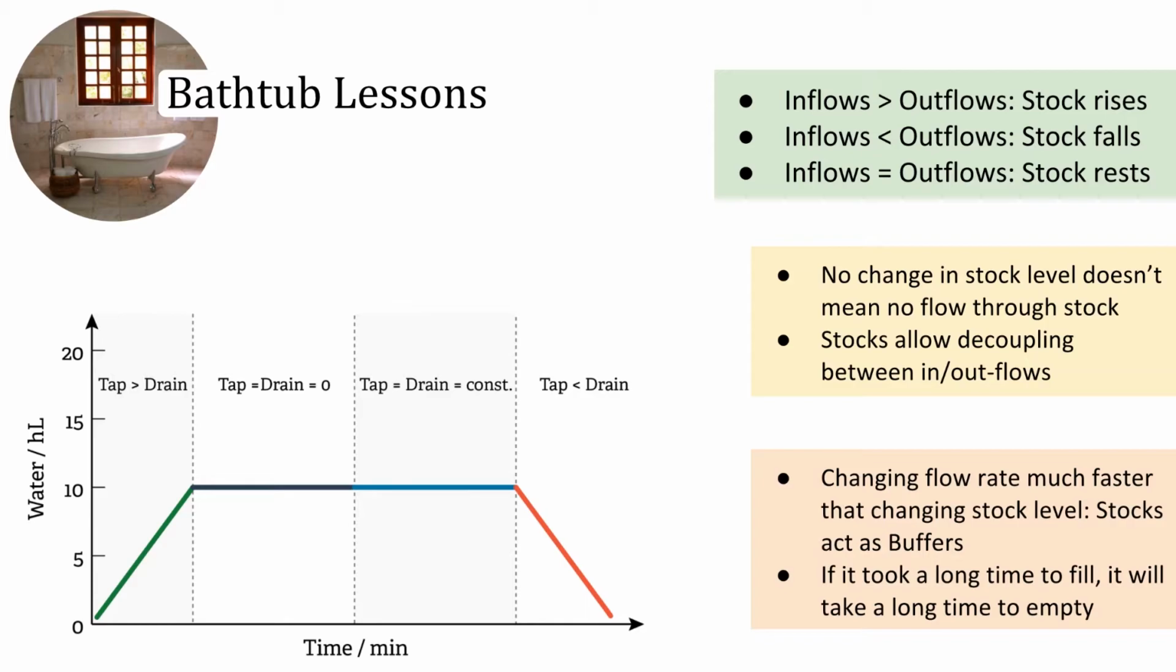Finally, when considering this bathtub, we see that changing the flow rate is much faster than changing the level of a stock. So it's much quicker to turn off or on the tap or unplug the tub than it is to wait for it to fill or for it to empty. This means that in the context of systems, stocks act as buffers.